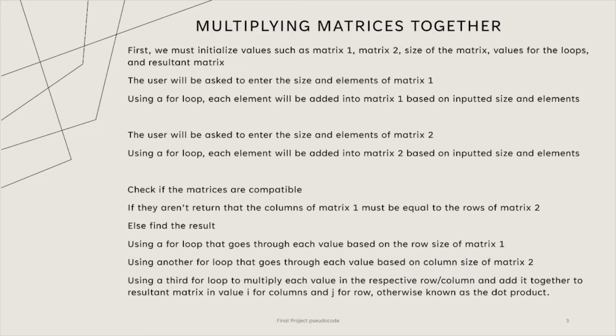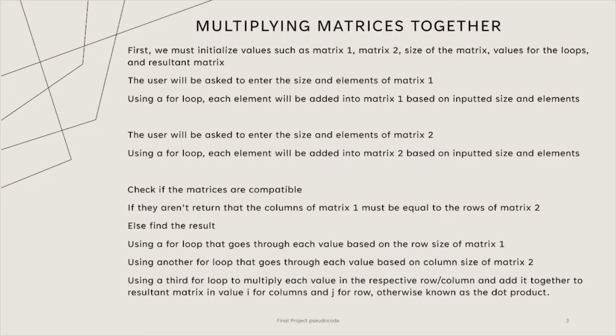Next, we must check if the matrices can be multiplied together. If they aren't compatible, then we must tell the user that the columns of the first matrix aren't equal to that of the second matrix. This means that we will not be allowed to multiply the two matrices together. Otherwise, we will multiply the matrices together.